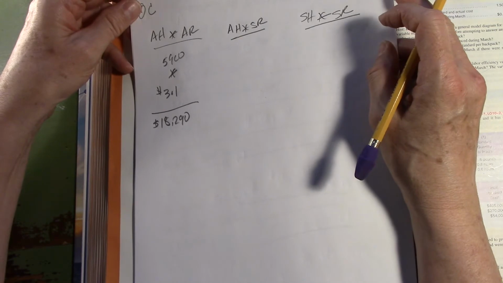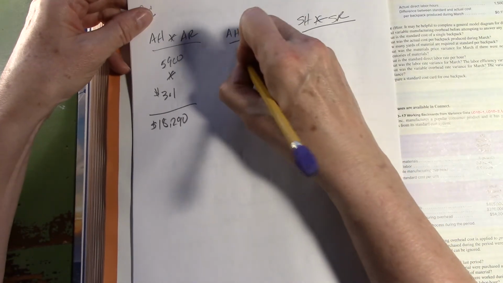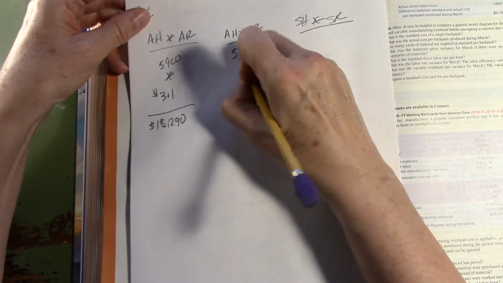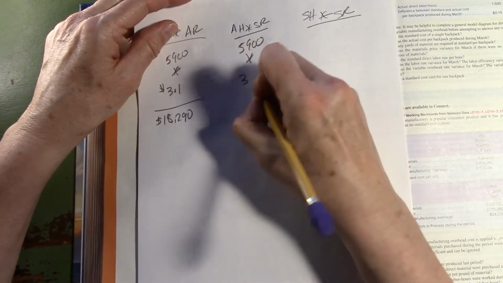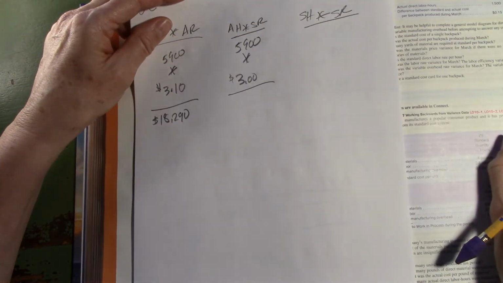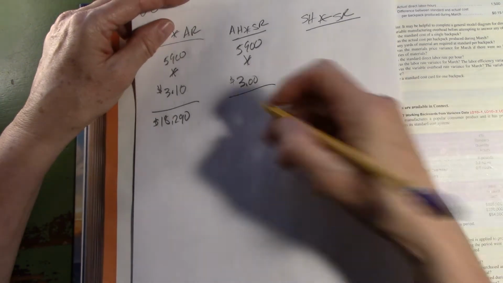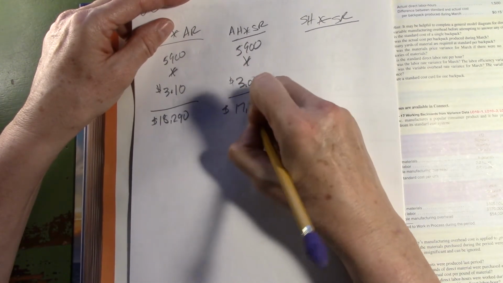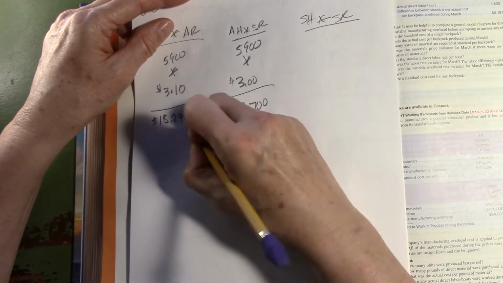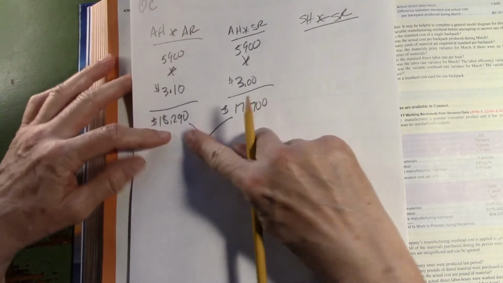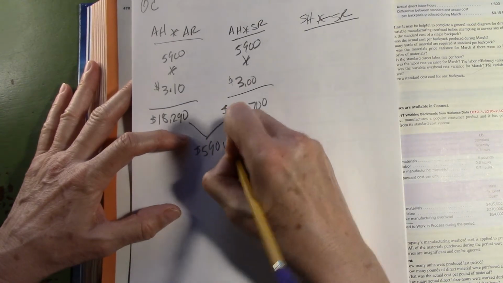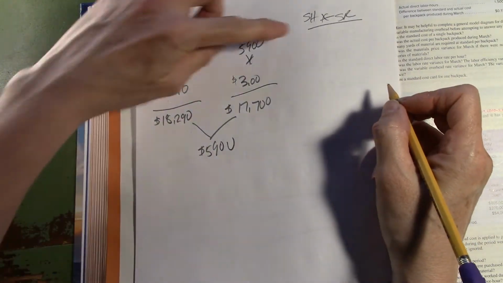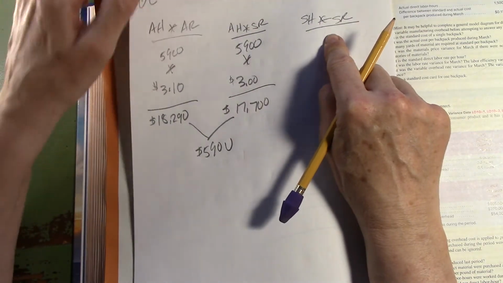And the actual hours, so that's 5,900 times my standard, which is 3 per hour. 5,900 times 3 is 17,700. So this variance is unfavorable because we spent more than we should have by 590.